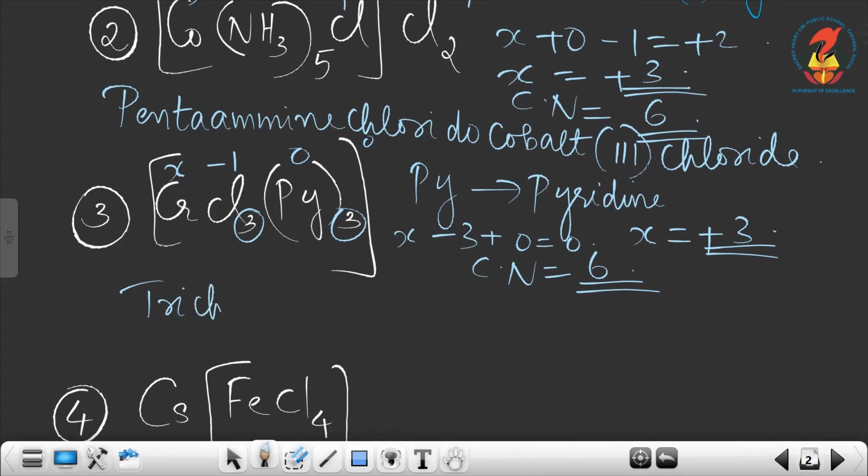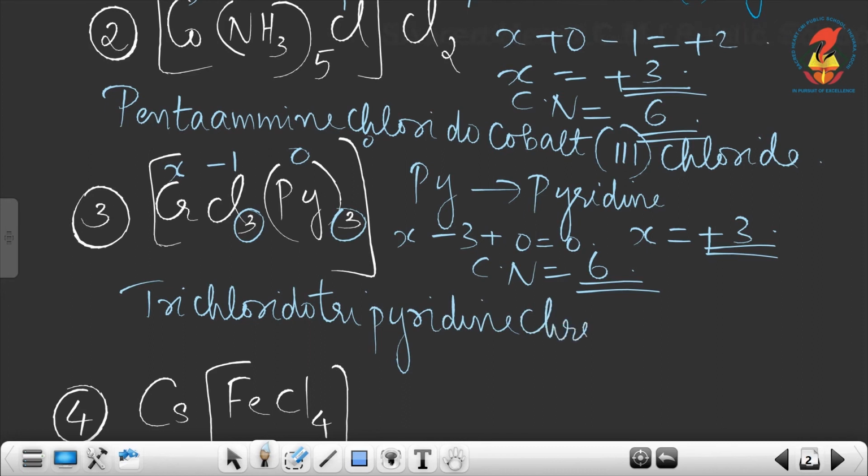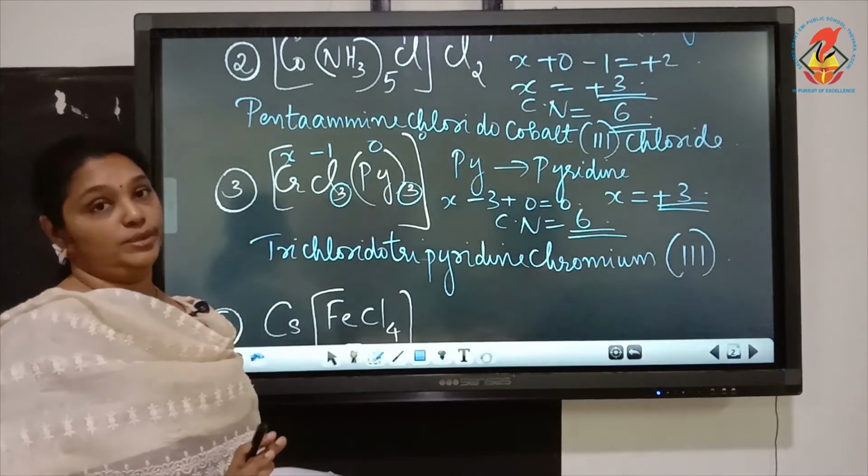It is trichlorido, tripyridine. There are 3 pyridine. Pyridine is written as pyridine itself. Tripyridine, chromium, because it's a neutral compound, and the oxidation number is 3. No need to write ion because this compound is neutral.